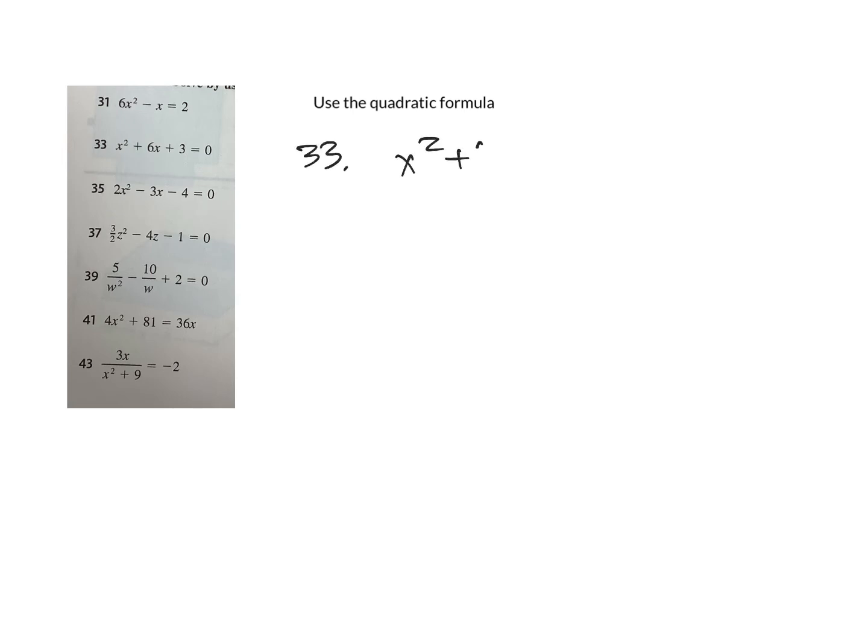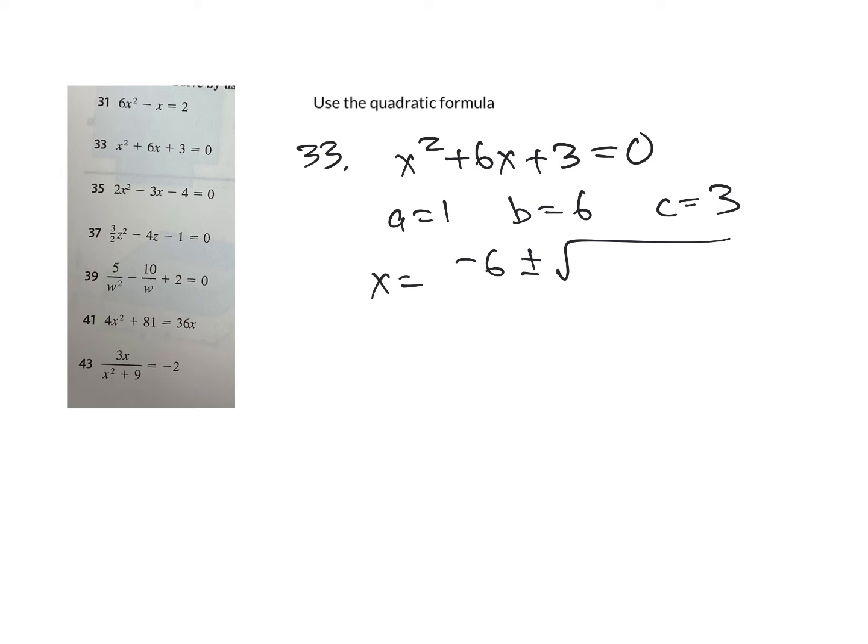x squared plus 6x plus 3 equals 0. Okay, everything is in the correct position, so a is 1, b is 6, and c is 3. It's important to know what each of these numbers are before you get into the problem. So x equals negative b, so negative 6, plus or minus the square root of b squared minus 4 times a times c, all over 2 times a.